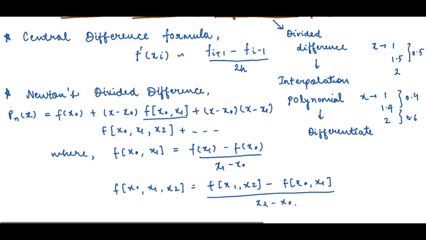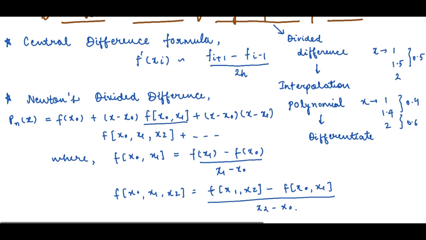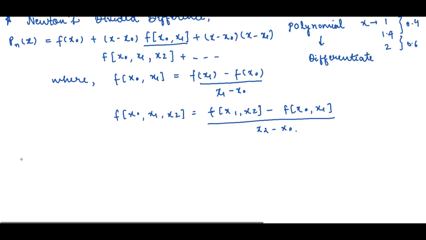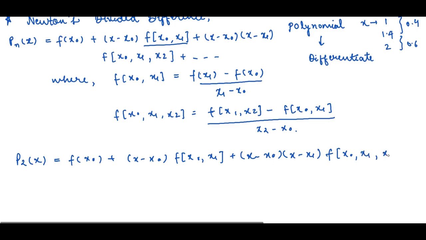Now comes the main step. Suppose you have taken P2 of x as f of x naught plus x minus x naught f of x naught comma x1 plus x minus x naught into x minus x1 times f of x naught comma x1 comma x2. Now you just need to differentiate both sides. The derivative of the constant term is 0. The derivative of x minus x naught is simply 1. For the product of x minus x naught and x minus x1, using the product rule, it will be 2x minus x naught minus x1.